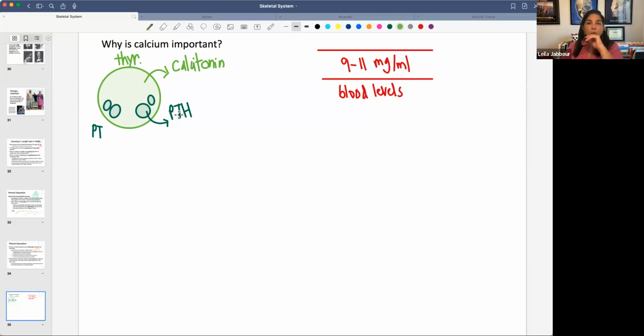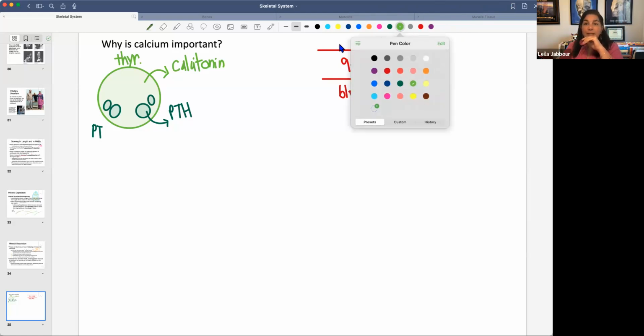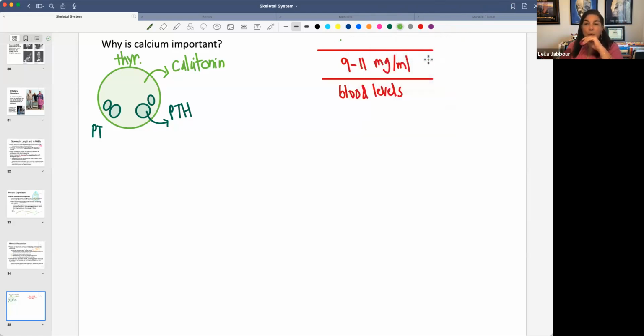Okay, so which one's going to do what? Both of them are involved in calcium homeostasis. Calcitonin is going to be responsible when levels of calcium become too high. If levels of calcium increase, calcitonin is going to help tone it down.